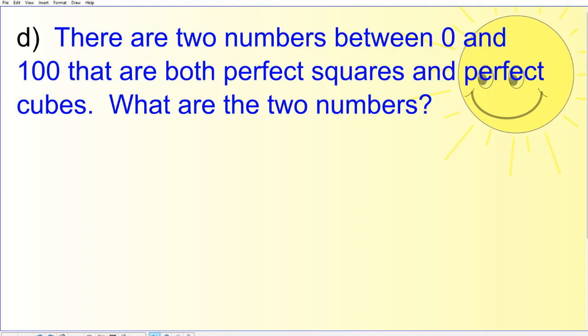So think back, maybe even look back at your tables. What are the two numbers between 0 and 100? They're both perfect squares and perfect cubes. Go ahead, pause the video, see if you can find out those two numbers right now. When you're ready to continue, hit play, and we'll go through it together.